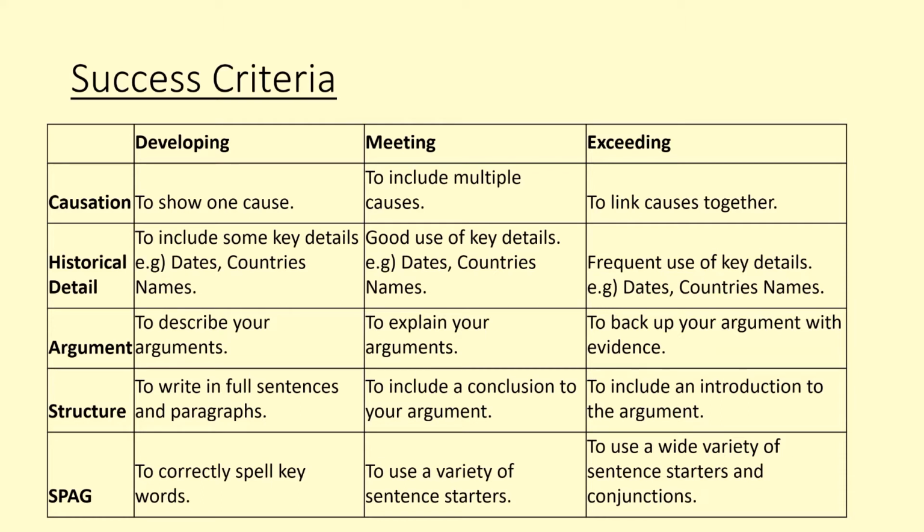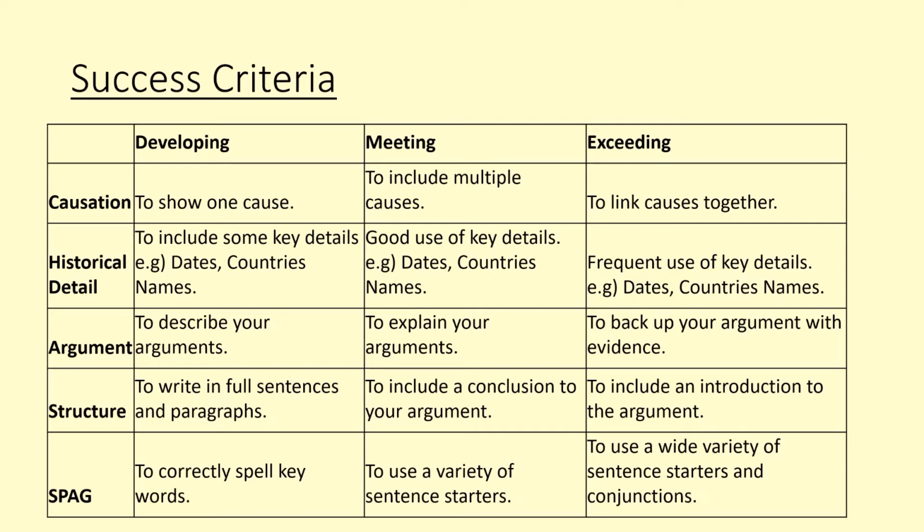Historical detail, developing is to include some key details, meeting to include good use of key details, and exceeding frequent use of key details. So key details being things like dates, countries, and names. Historical facts. Argument, developing, you're going to need to be describing your argument when you're putting it forward in your paragraphs. Meeting, you need to add explanation to those arguments. And then exceeding, you are going to need to back up your argument with some sort of evidence, so proof, you're proving it.